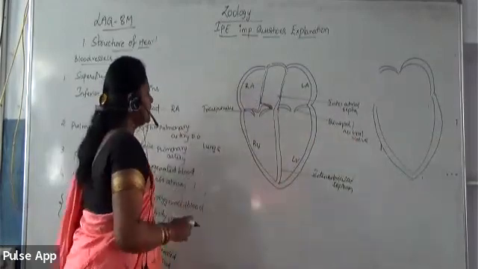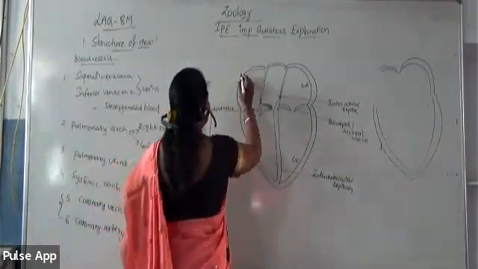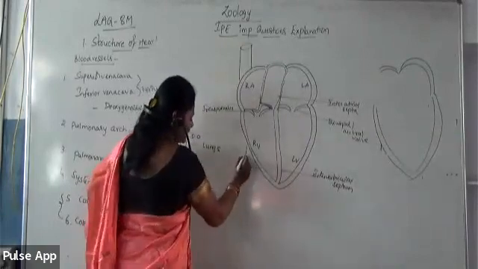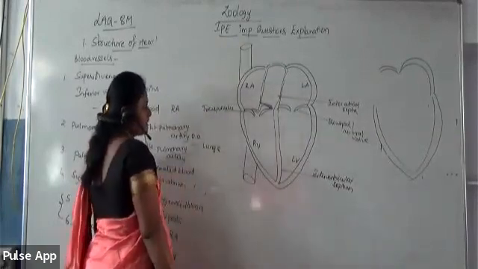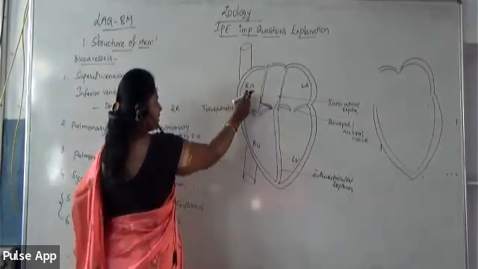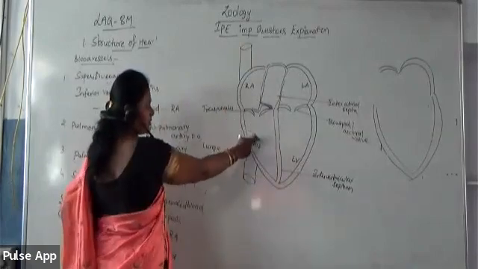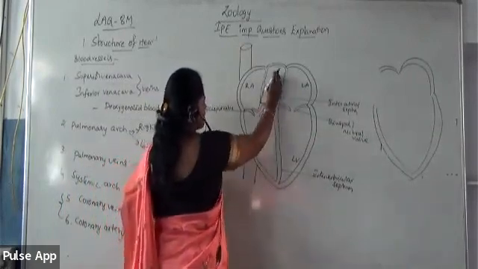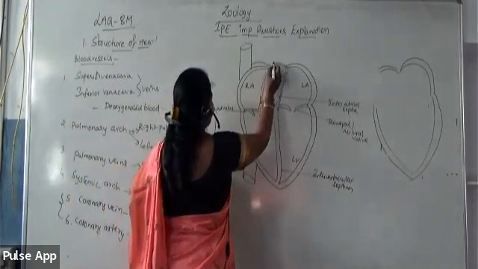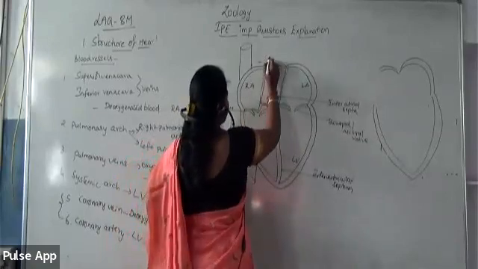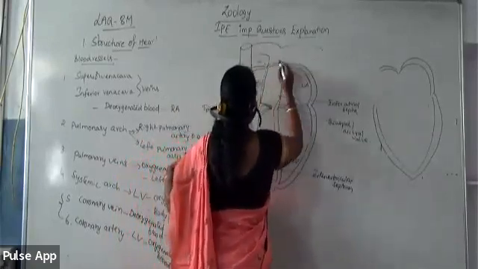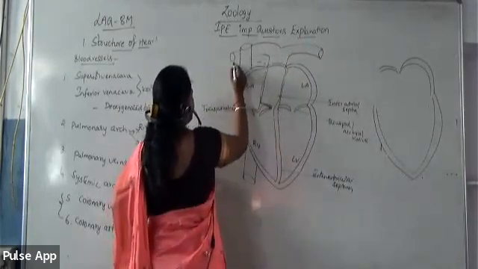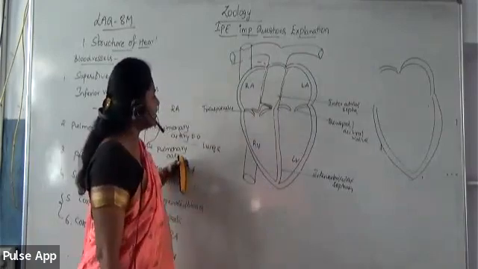Okay. So now let us see the blood vessels that are in connection with it. As I told you already, the superior vena cava collects deoxygenated blood from the upper parts of the body, and the inferior vena cava collects deoxygenated blood from the lower parts of the body. Both of them open into the right atrium. Now the blood from the right atrium is pumped into the right ventricle. From the right ventricle, as I told you already, a pulmonary arch arises, which consists of two branches: the left pulmonary artery and the right pulmonary artery.